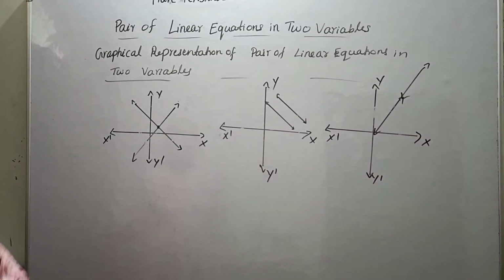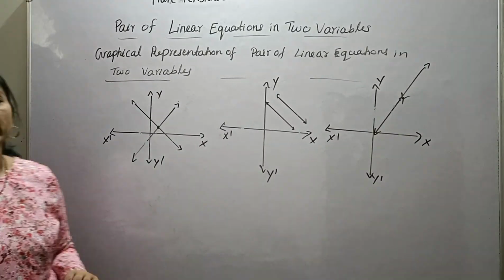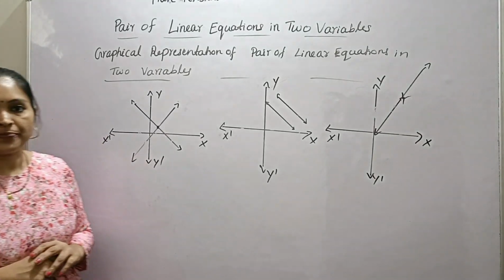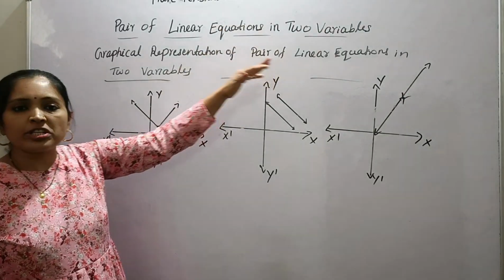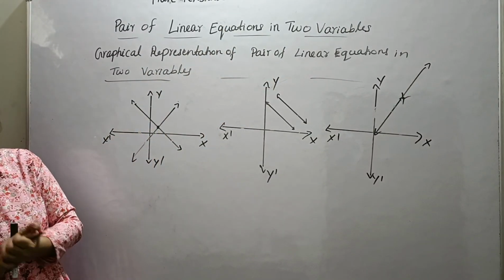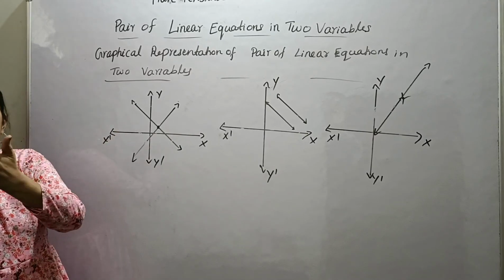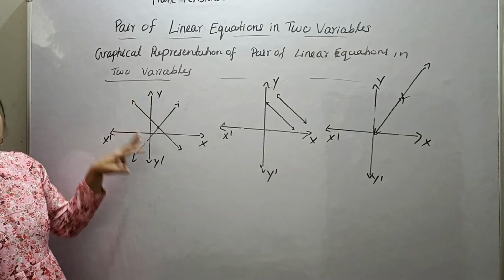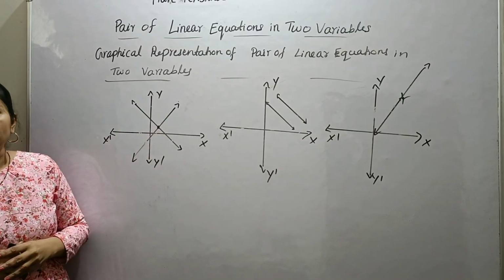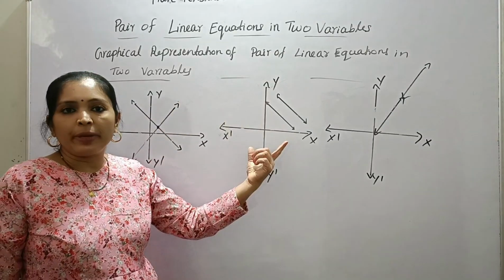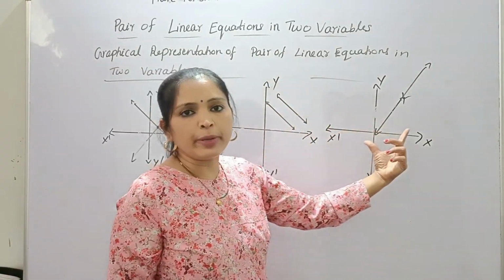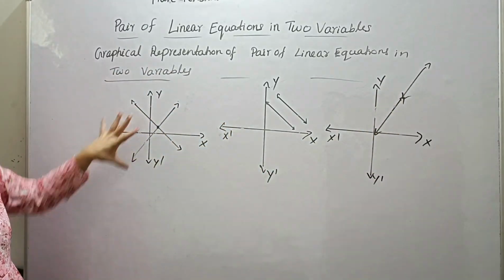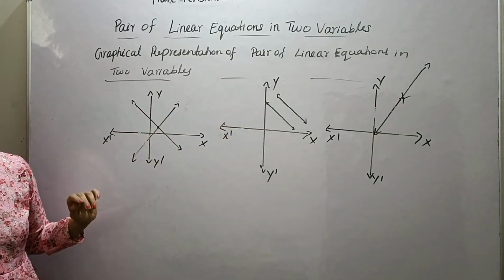Next is graphical representation of pair of linear equations in two variables. We know that the graph of a linear equation in two variables is a straight line. So the graph of a pair of linear equations in two variables is two straight lines taken together. This graph will be either two lines intersecting at a point, or two lines parallel, or two lines coincident, that is they overlap each other. One of these three possibilities can happen.